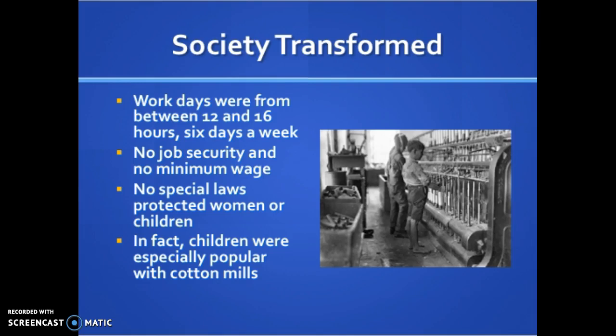Nor were there any special laws that protected women or children, and in fact, children were especially popular with cotton mills. As I said, children were cheap, their hands were small, they could fit into the machines, and so children were in fact a very popular form of labor within many of the factories in the Industrial Revolution.